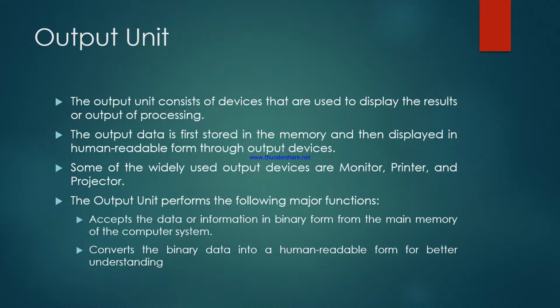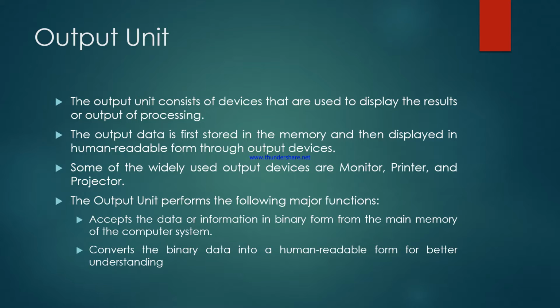And finally, what are the output units of the computer? The output unit consists of the devices that are used to display the result or output of the processing. Mainly, we can say the monitor, printer, projector, speaker. These are considered the output units of the computer. The output data is first stored in the memory and then displayed in a human readable form through the output devices. Because human beings are not able to understand binary language, the output devices display the result or information in human readable form. Some of the widely used output devices, as we earlier discussed, are monitor, printer, projector, speaker, etc.